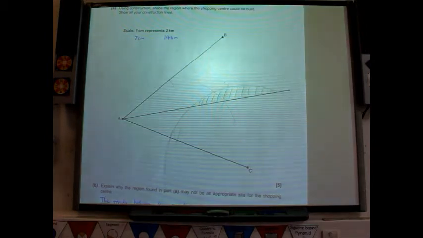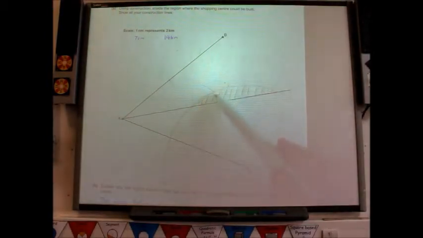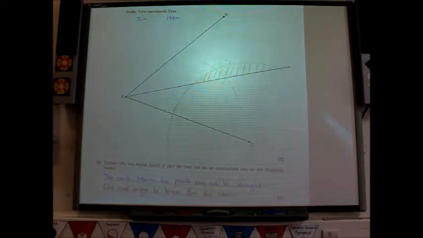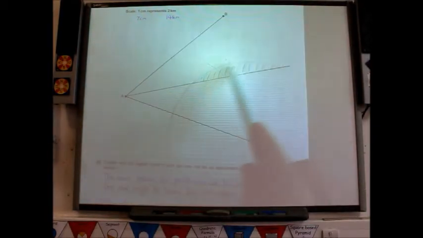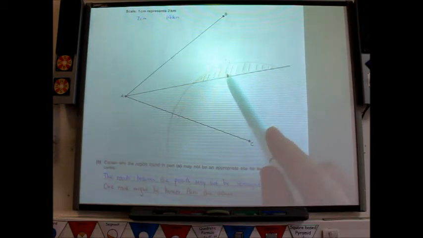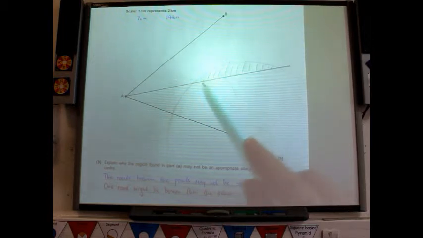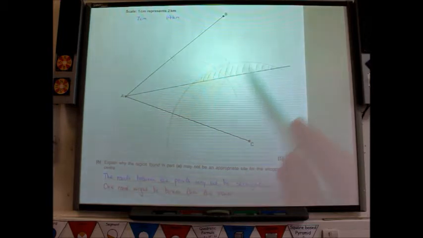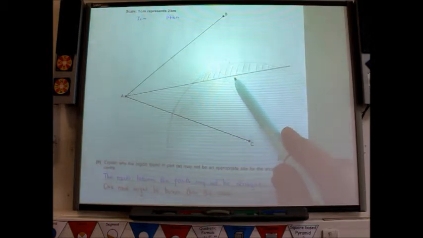Now, part B says, explain why the region found in part A, so this bit here, might not be suitable. Now, as long as you put something sensible, you could say anything really. You could say this region here might be a big lake, so obviously it's not a good place for a shopping centre. You could say it's a graveyard, and that wouldn't be very nice to build it on a graveyard. There could be people's houses here. You don't want to do that. You could say we've gone for a no-deal Brexit. No one has any money left to go shopping with. No, don't say that, but you sort of get the idea.